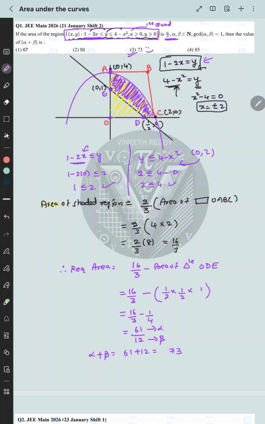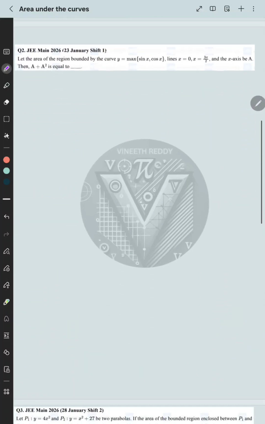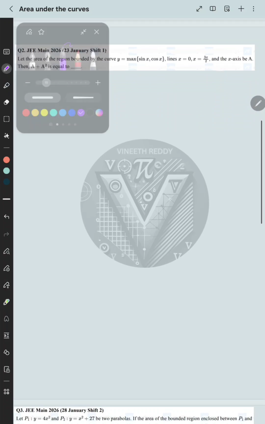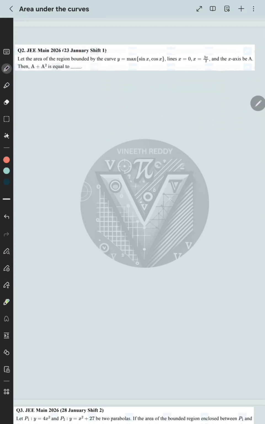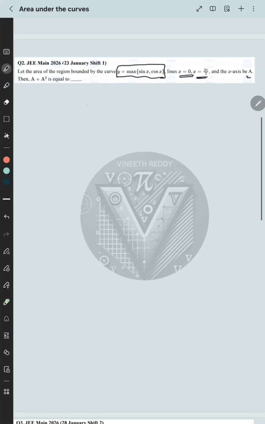I hope you understood this. Now let us move to the next question, dear students. So the next question, he says, again, the complexity lies within this. Area of the region bounded by the curve, these lines x equals 0 and x equals 3π/2. So x equals 0 is the y-axis, x equals 3π/2 is a vertical line, and the x-axis. So let us understand the question carefully.